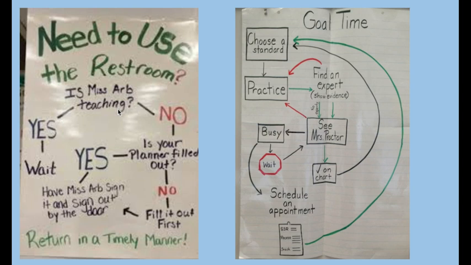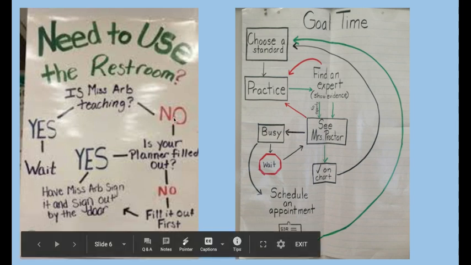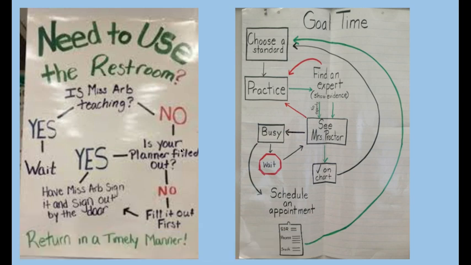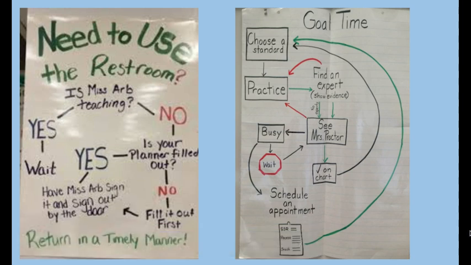So you need to use the bathroom? Is your teacher teaching? Yes. And then wait. Is the teacher teaching? No. And then the next question is, is your planner already filled out? Because apparently the kids walk up to the teacher and it's not filled out, right? So if it's no, then first fill it out. And then if it's yes, then have Miss Arb sign it and sign out by the door, right? And then the last thing is return in a timely manner, right? So simple. A second grader could do this, right?